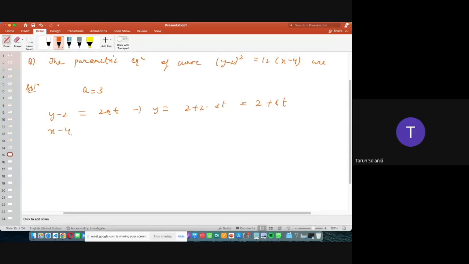And x minus 4 is equal to at square. So that becomes x is equal to 4 plus 3 into t square. So that is 4 plus 3t square. Okay. So these are your parametric equations of the curve. You can note down this problem.